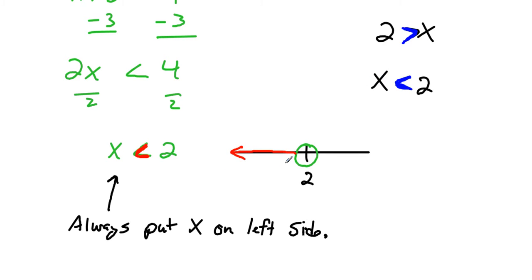So when you're going through inequalities, that's really the only 2 things that you've got to worry about: if you multiply or divide by a negative, and if you happen to get the x on the right hand side, that's when you want to flip this thing around and get it back to there.